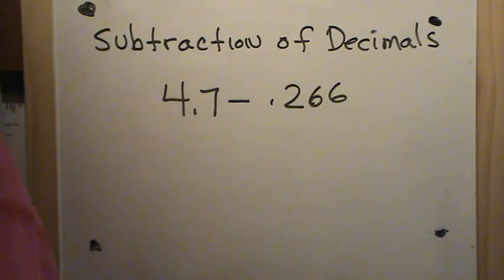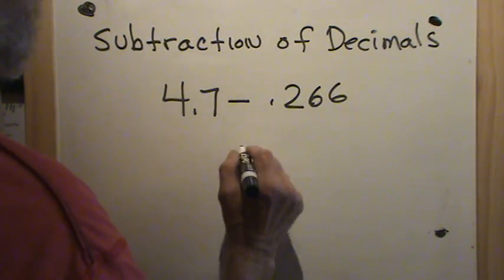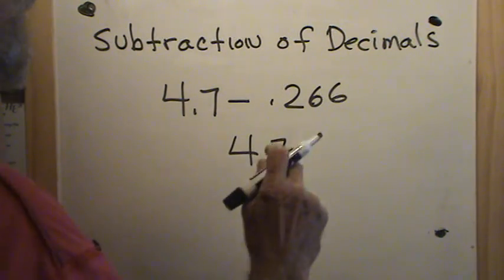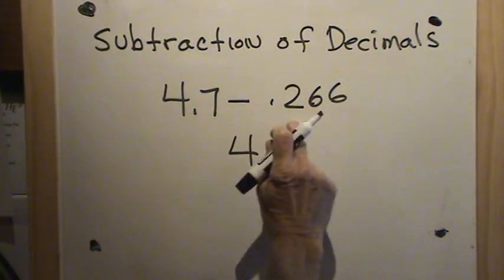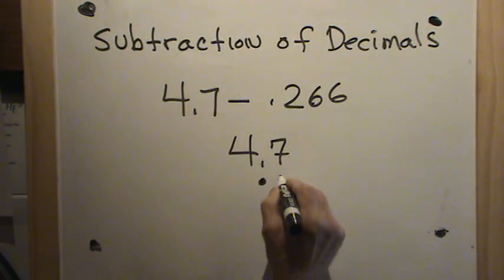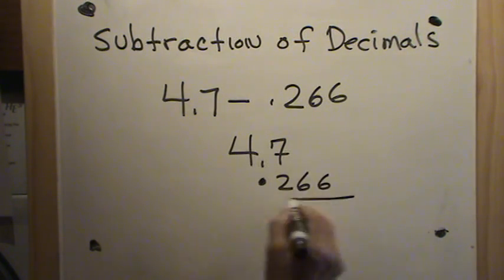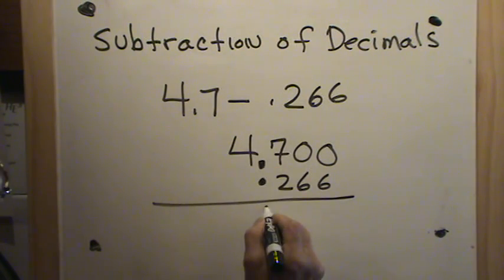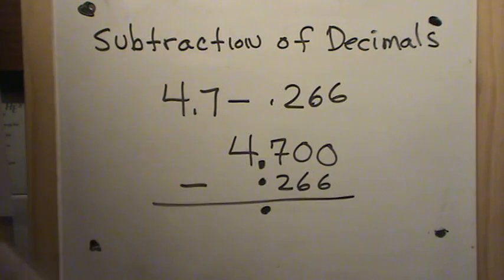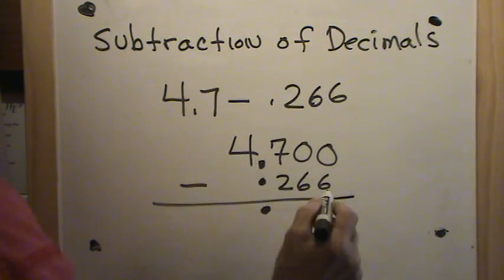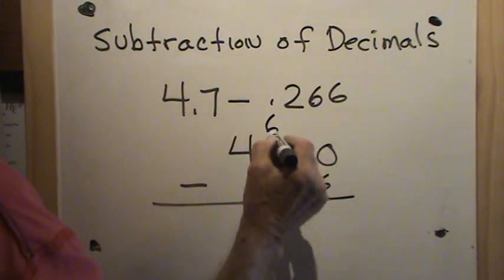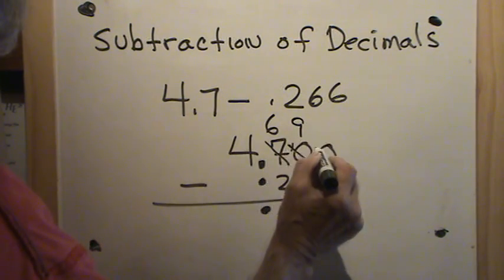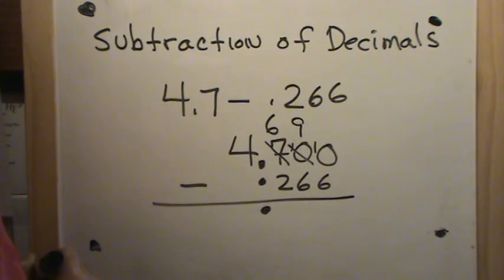Okay. Well, we know we're going to rewrite the problem. So we have 4 and 7/10, and now we have 266 thousandths, and we know we have to line that up. And we're going to put our placeholders in, and we're going to put our decimal point here, and we're subtracting. Well, we're going to have to borrow from the 7 and make that a 6, which will make this a 10, but then we have to borrow from the 10, make that 9, and that becomes 10.